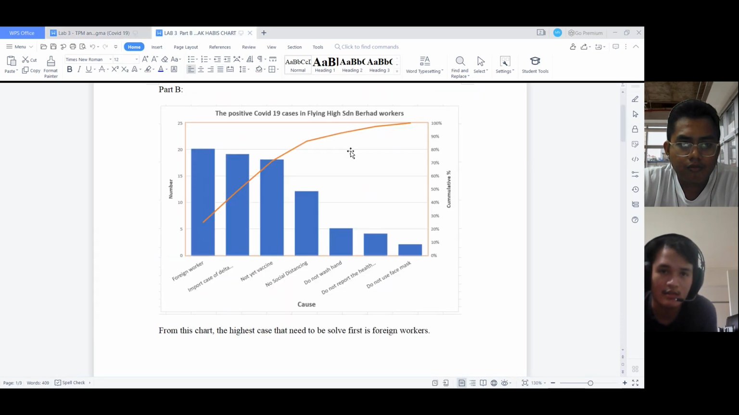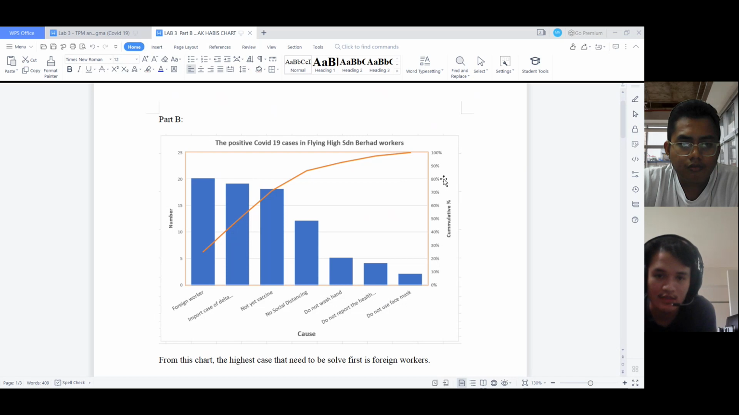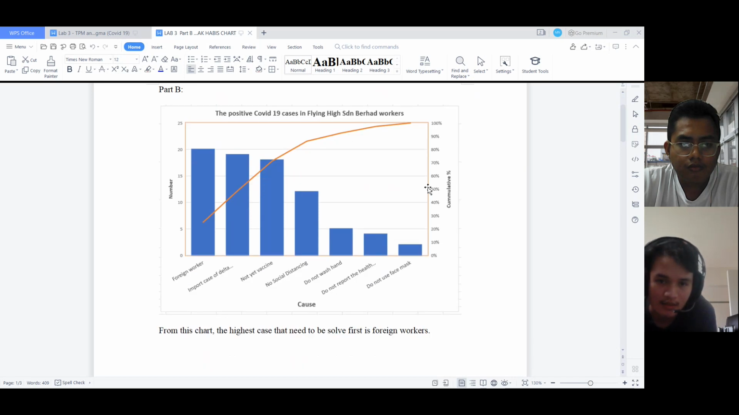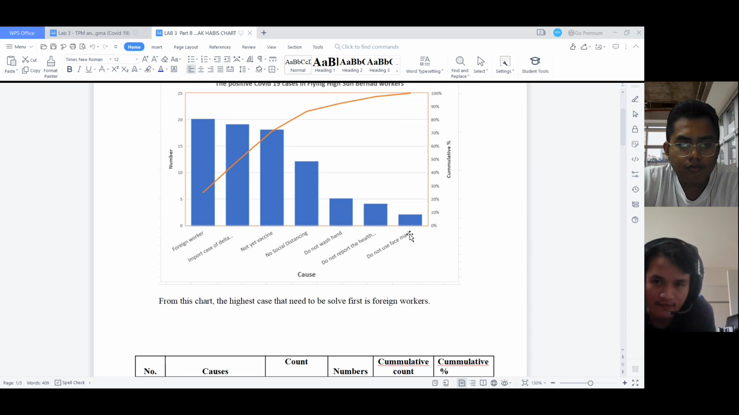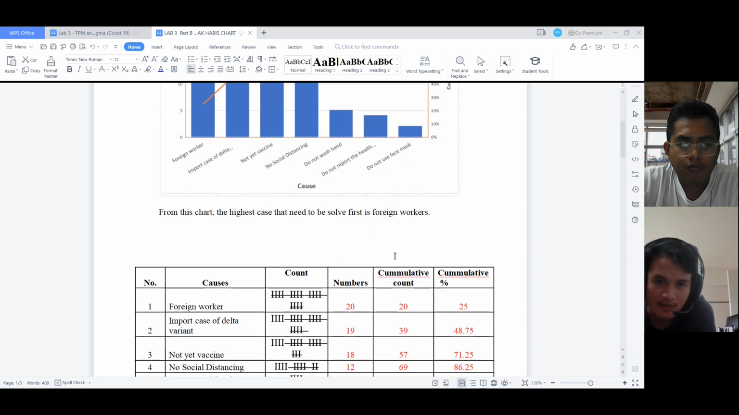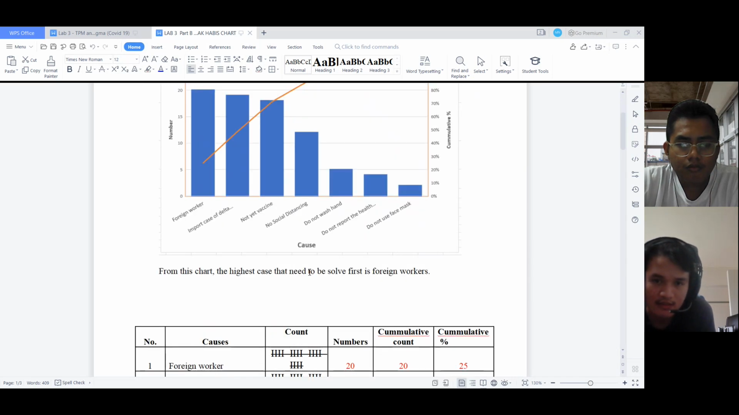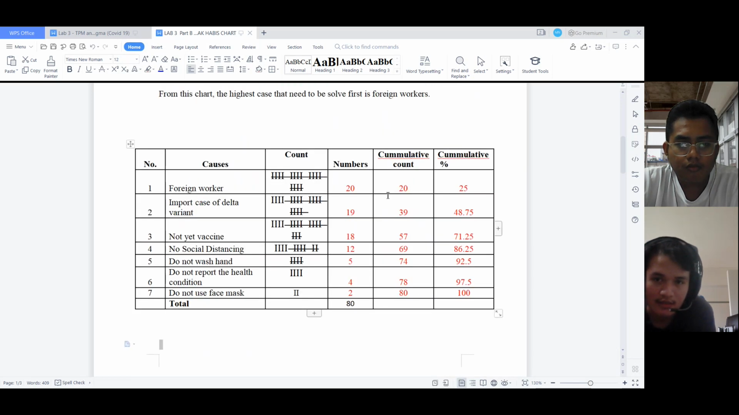So this is part B, the Pareto chart. And the calculation that will be given for the total cases is on cumulative percentage. So the highest cases that need to be solved are the foreign workers. And this is the calculation for the table given.